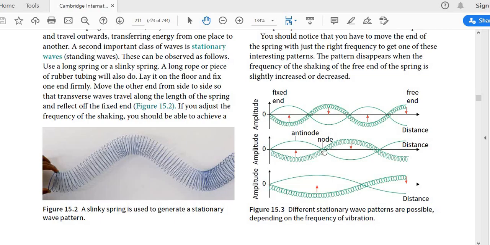So here and here it is fixed. So here you can see the amplitude is maximum. That is called an antinode. And at the node, the displacement is 0. Here the displacement is maximum.